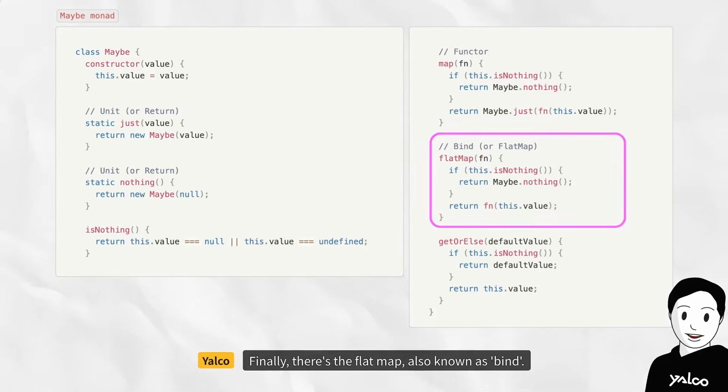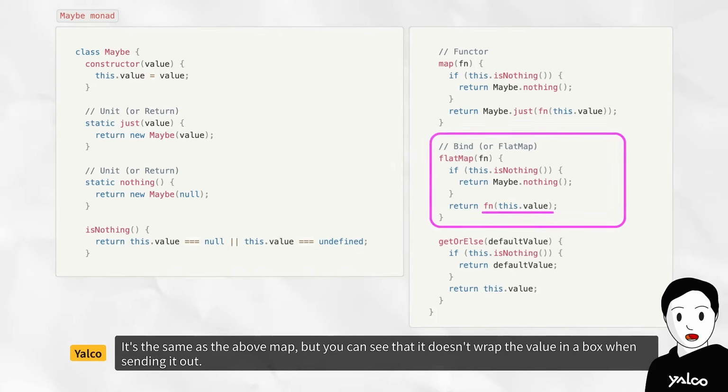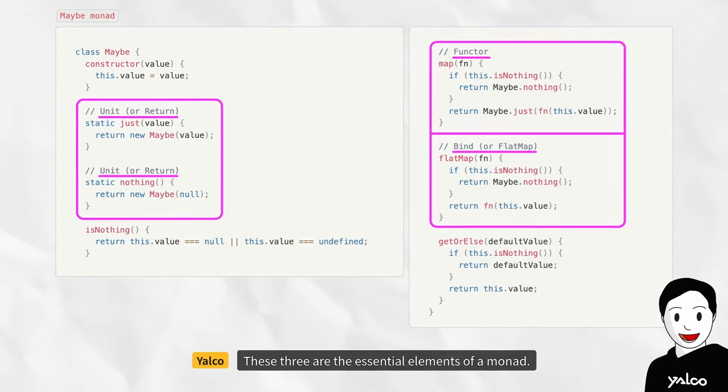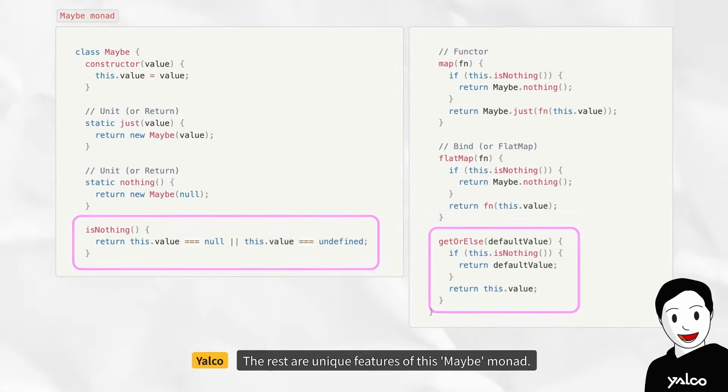Finally, there's the FlatMap, also known as bind. It's the same as the above map, but you can see that it doesn't wrap the value in the box when sending it out. These 3 are the essential elements of a monad. The rest are unique features of this maybe monad.